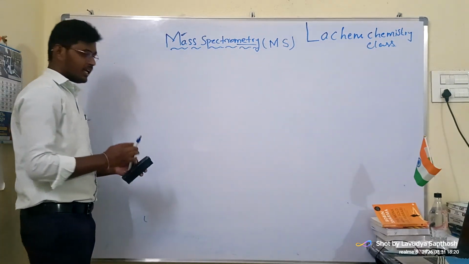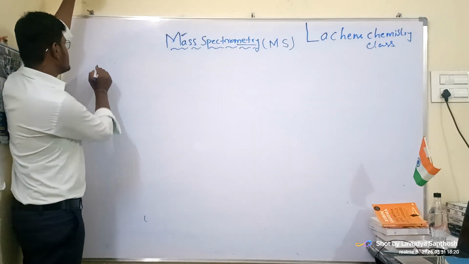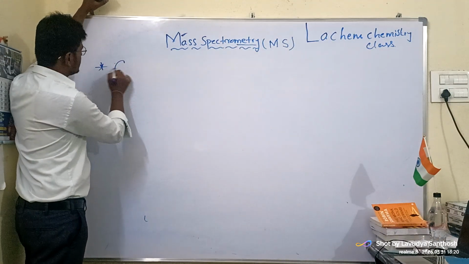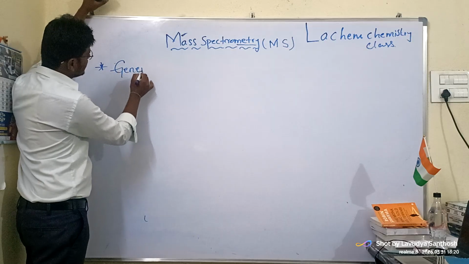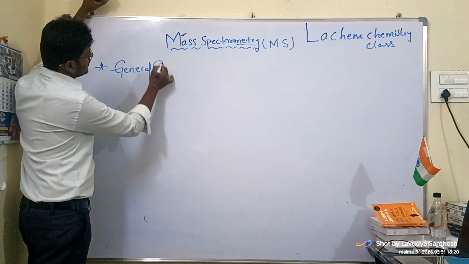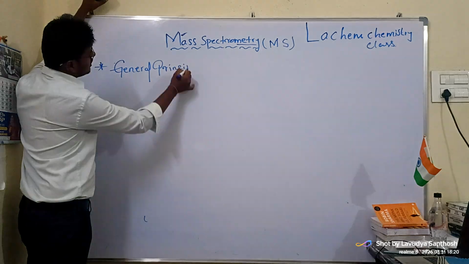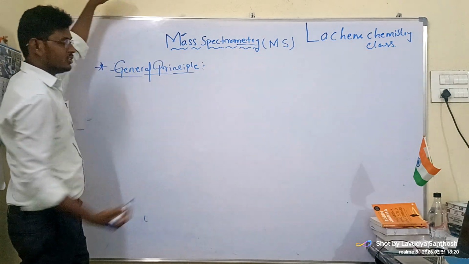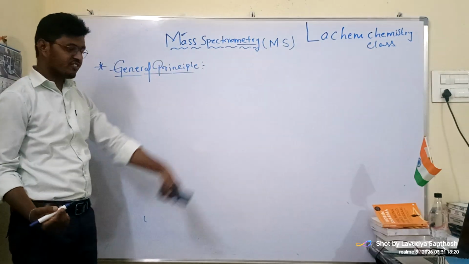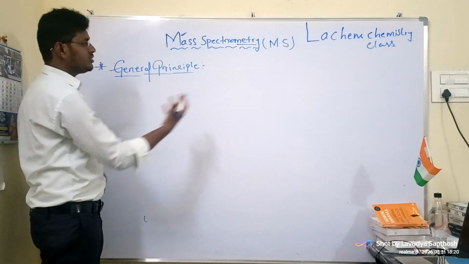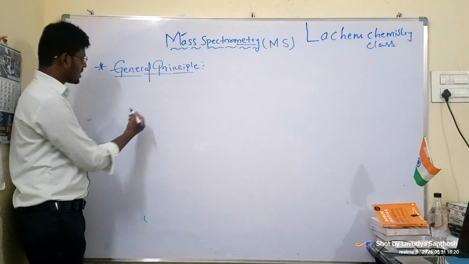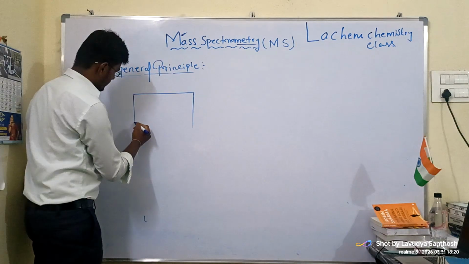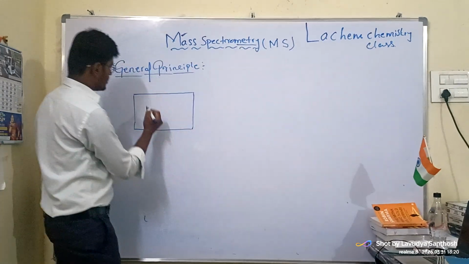Now we see the general principle. The heading is general principle. In this general principle, first we have to see the instrumentation. Now we'll see, this is the sample.